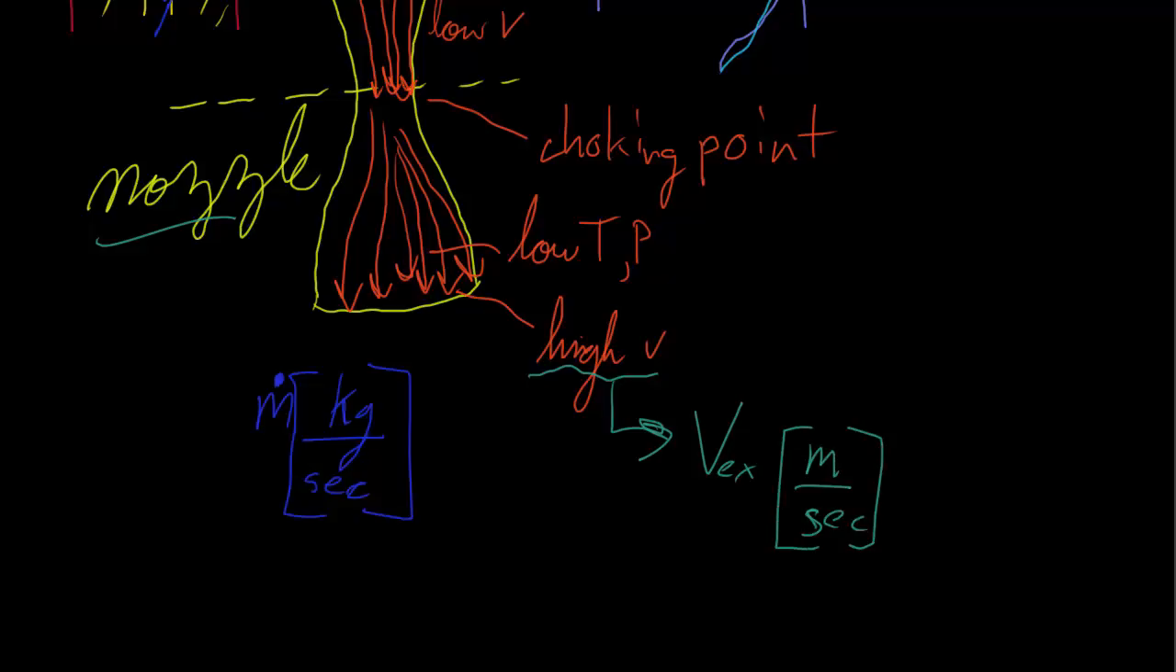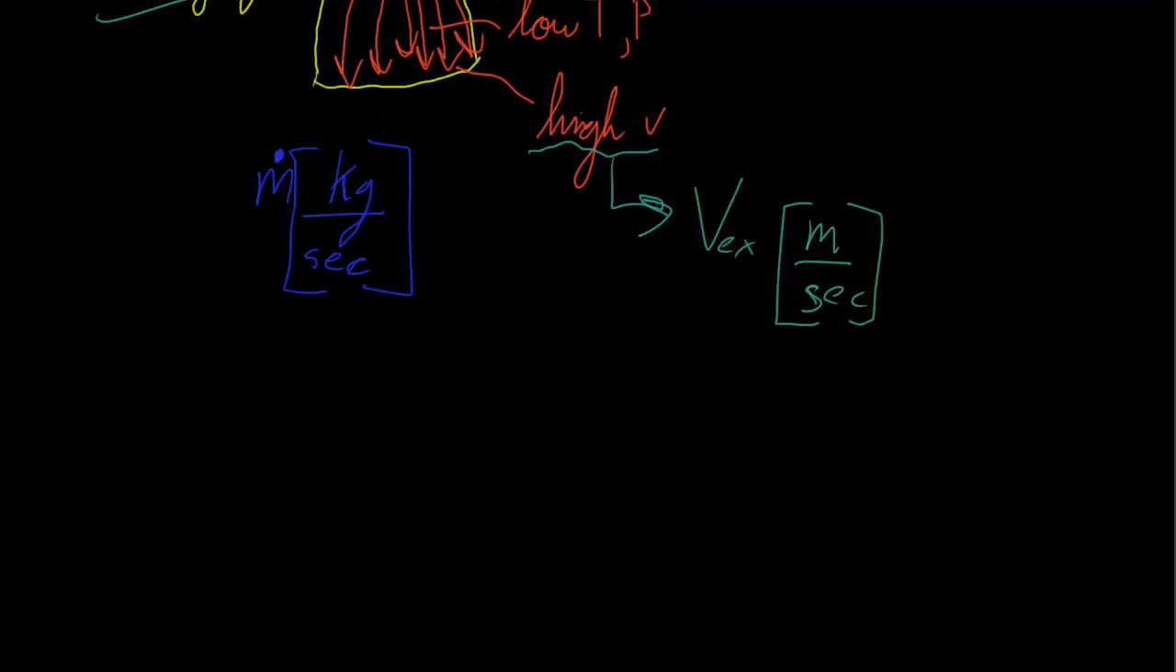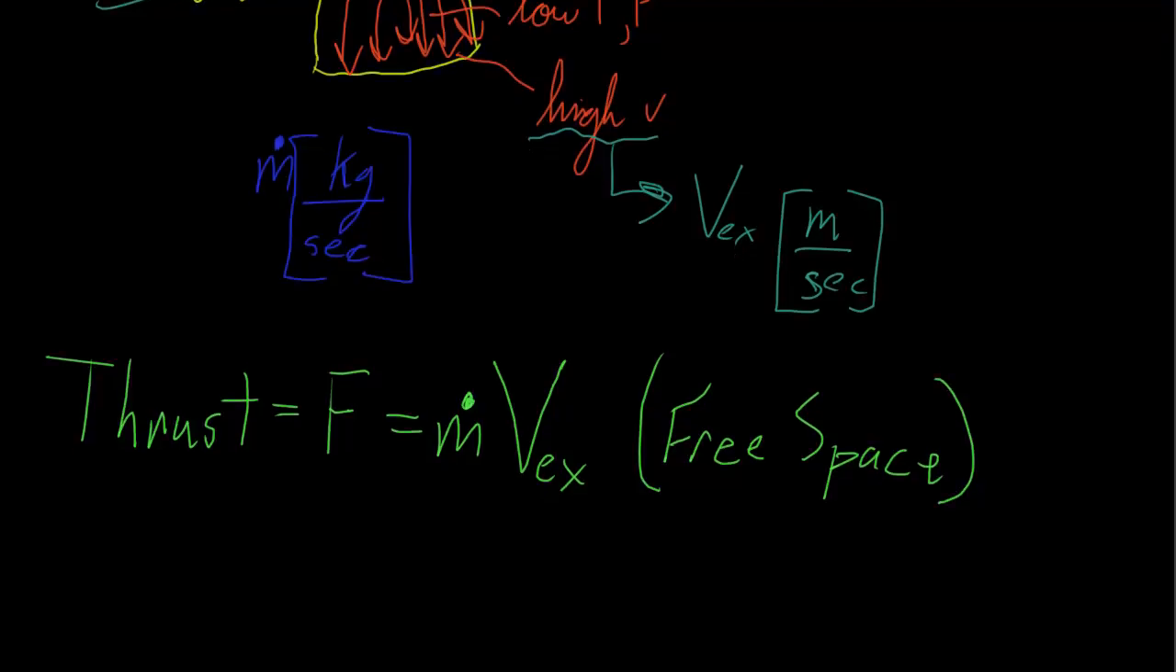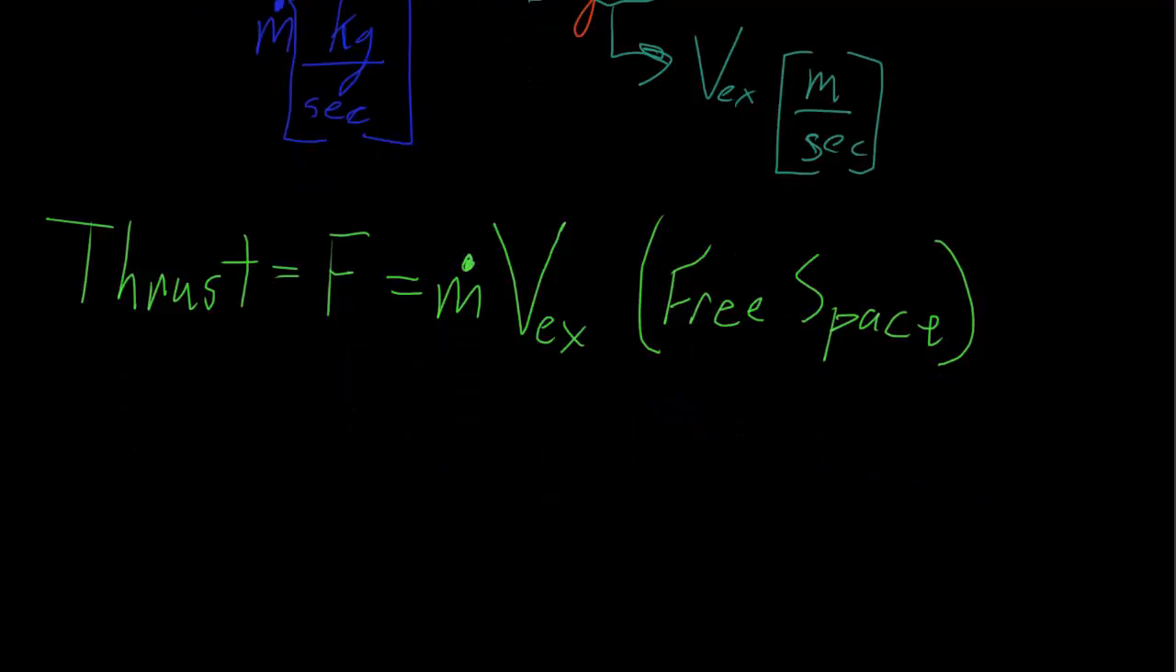And we can combine these two variables and get ourselves a nice equation for thrust. Our thrust equation is as follows. Thrust, which is a force, is equal to our mass flow rate multiplied by our exhaust velocity. And since this condition is in free space, we don't have to take into account atmospheric conditions, and it simplifies our thrust equation.